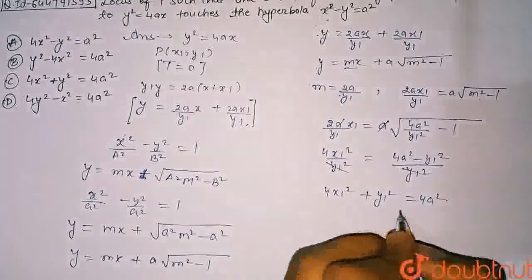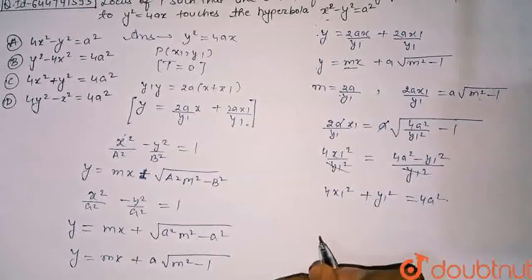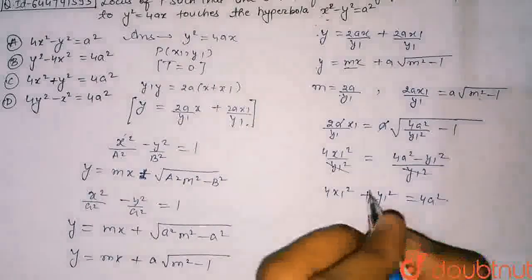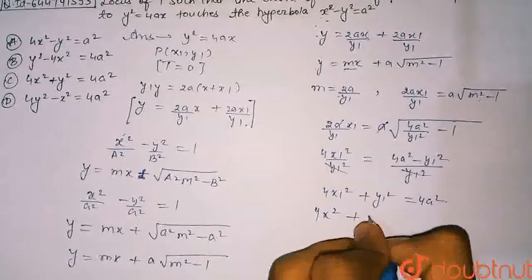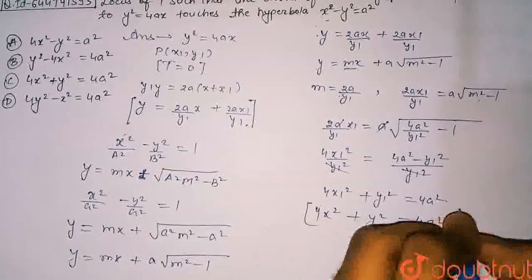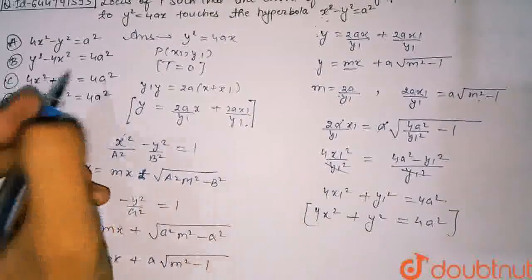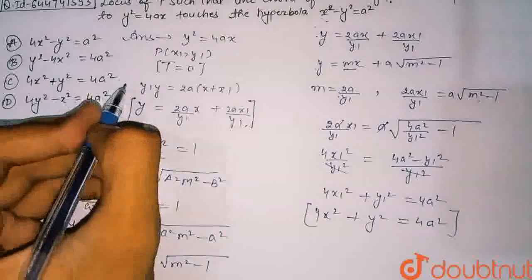So basically this is the locus of that point P. For the locus we will replace x1, y1 with x, y as variables. So from here this will be 4x square plus y square equal to 4a square. So basically this is the answer to this question, and it is matching with option C, that is 4x square plus y square equal to 4a square.